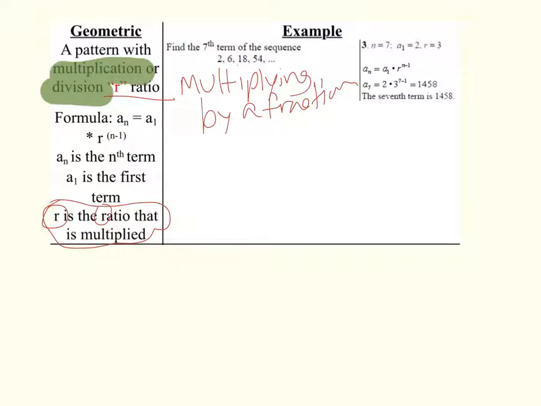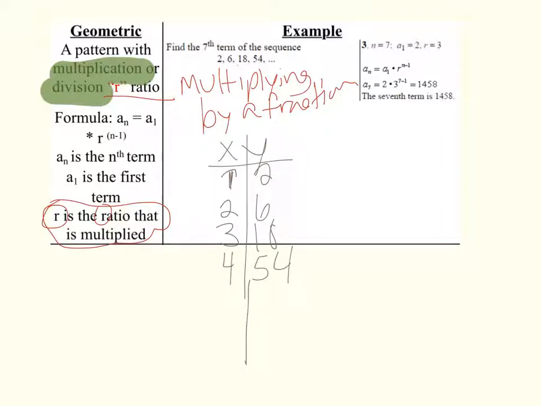So if we're looking for the 7th term of the sequence again, and you're still having a hard time comprehending this, you can set up your x and your y, your table. Your first term would be 2. Your second term would be 6. Your third term would be 18. Your fourth term would be 54. And I want to go up to 7, so I'm going to continue it on to 5, 6, and 7.